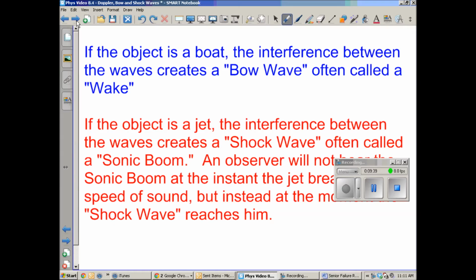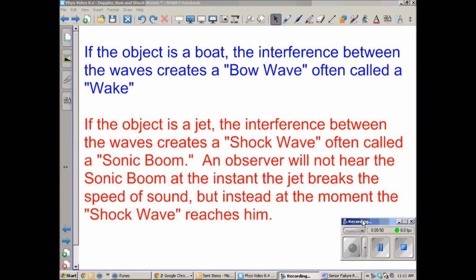So I think I already wrote this, but if the object is a boat or some sort of object that's making water waves on the surface, it creates a bow wave, which is called a wake. And then if you're talking about a jet or some other object that's creating sound waves, remember, it's got to be going faster than the sound wave it's producing, right? It's got to be moving faster than like 340 meters a second. It's over like 700 miles an hour.